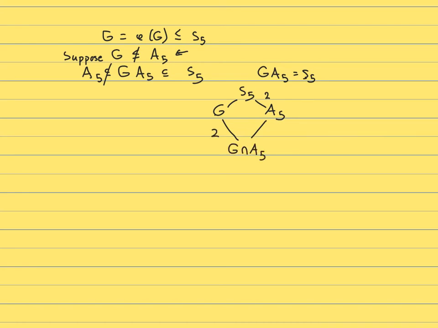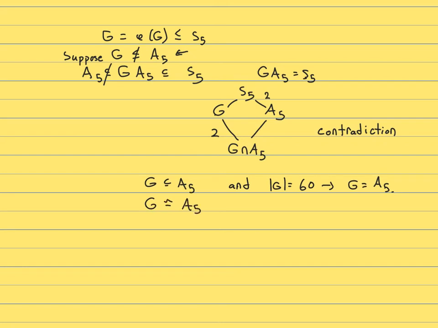G intersect A5 has index 2 in G. But this contradicts what we just said earlier, which is that there's no subgroup of index 2, 3, or 4. So this part can't be true. So G is a subgroup of A5, and G has size 60. So G is actually equal to A5. So congratulations, under this isomorphism, G is isomorphic to A5.